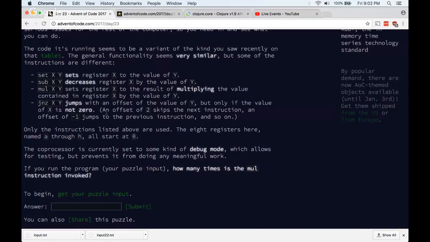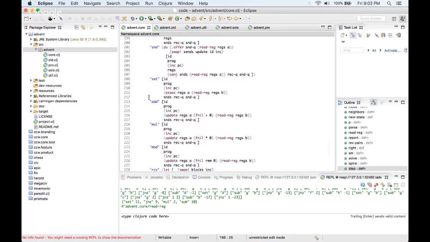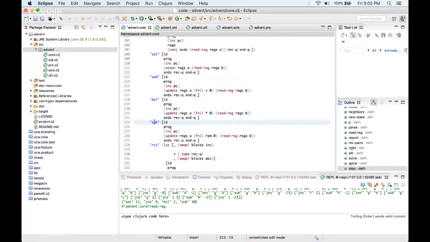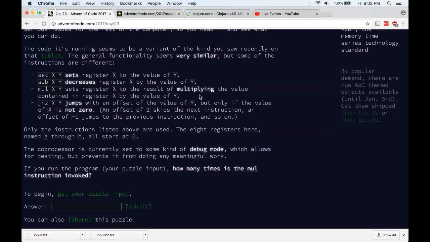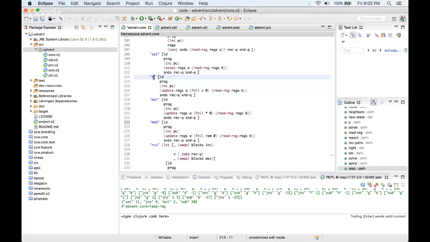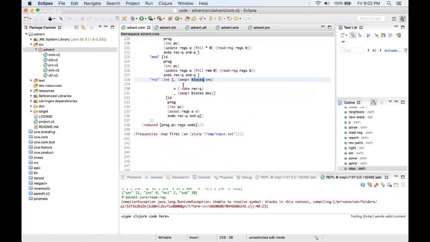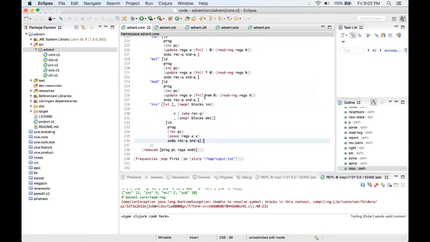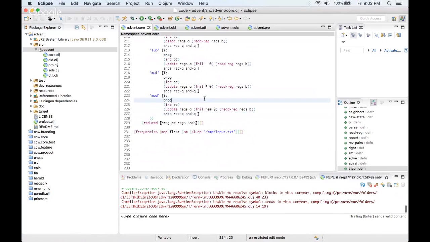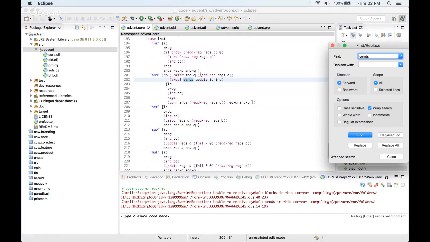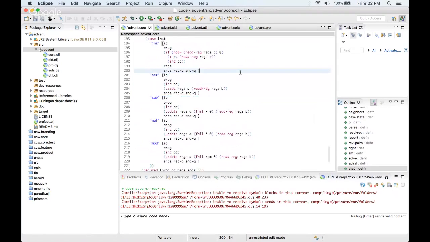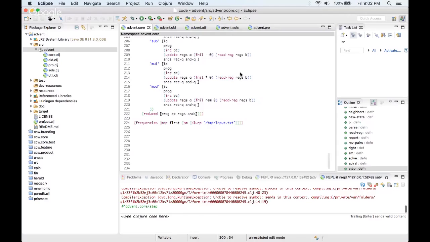okay, only the instructions listed above are used. And do we have sub for subtract? Looks like no. So let's maybe just take add and change it. Okay. Blocks. Why does it want? Ah, right. Yeah, okay, so let's just take this part out. Sends. Okay, don't need this either. Okay, step.